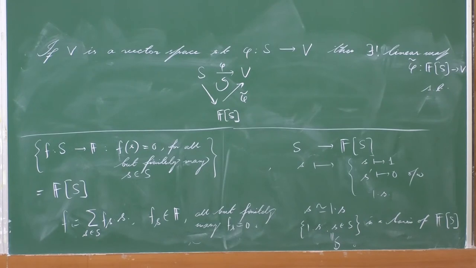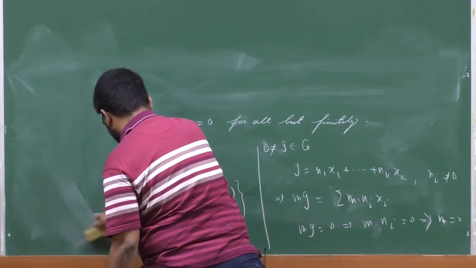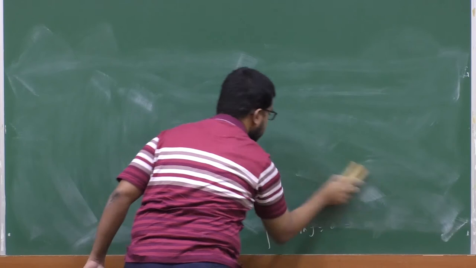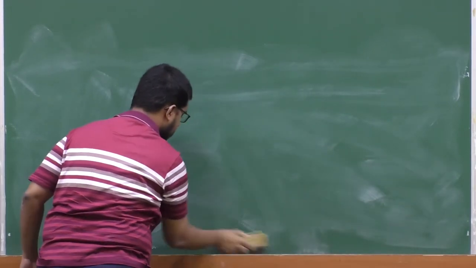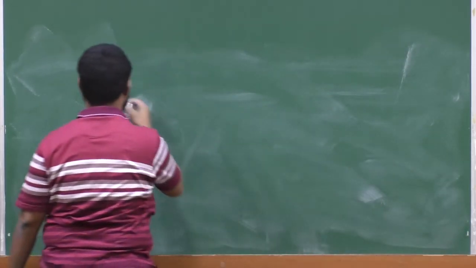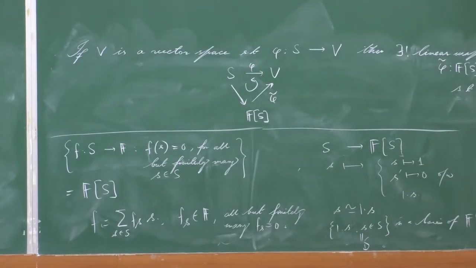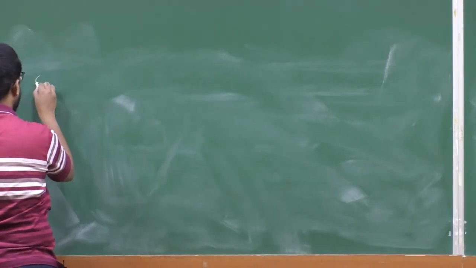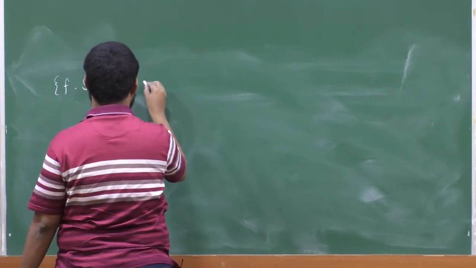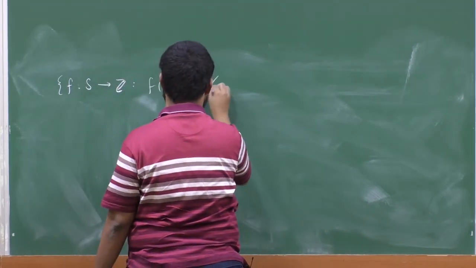So given a non-empty set S, what do we have? Here we considered all functions from S to F, which is to be replaced here by all functions from S to Z, such that f(s) is 0 for all but finitely many s.